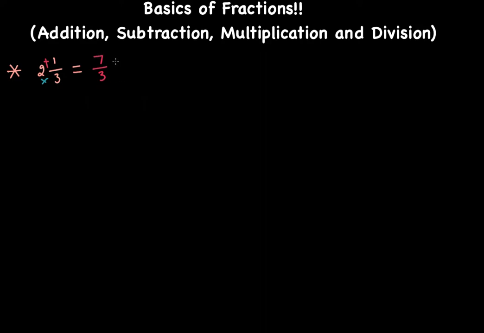All right, now let's say they want you to do the opposite. They give you 7 over 3 and say write it as a mixed number. So we're gonna divide 7 by 3. 3 goes into 7 two times, gives me 6, and then we subtract. 7 minus 6 is 1.